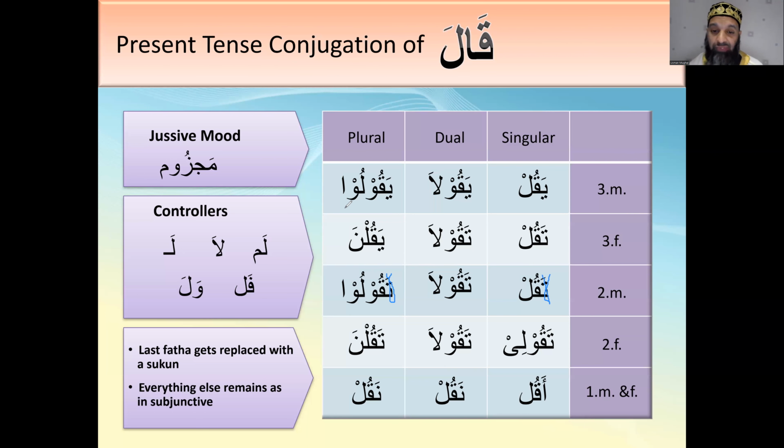Is alif always added? No, the alif is only added if, when you cross off the ta, the next letter has a sukoon on it. If the next letter doesn't have a sukoon on it, it's job done. You've got the answer: it's just qulu. You don't add an alif, because you can't start a word with a sukoon, so you have to put an alif there. But this one starts off with a vowel, a dhamma, so job done. The alif is only added if, once you've knocked off the ta, the word starts off with a sukoon.